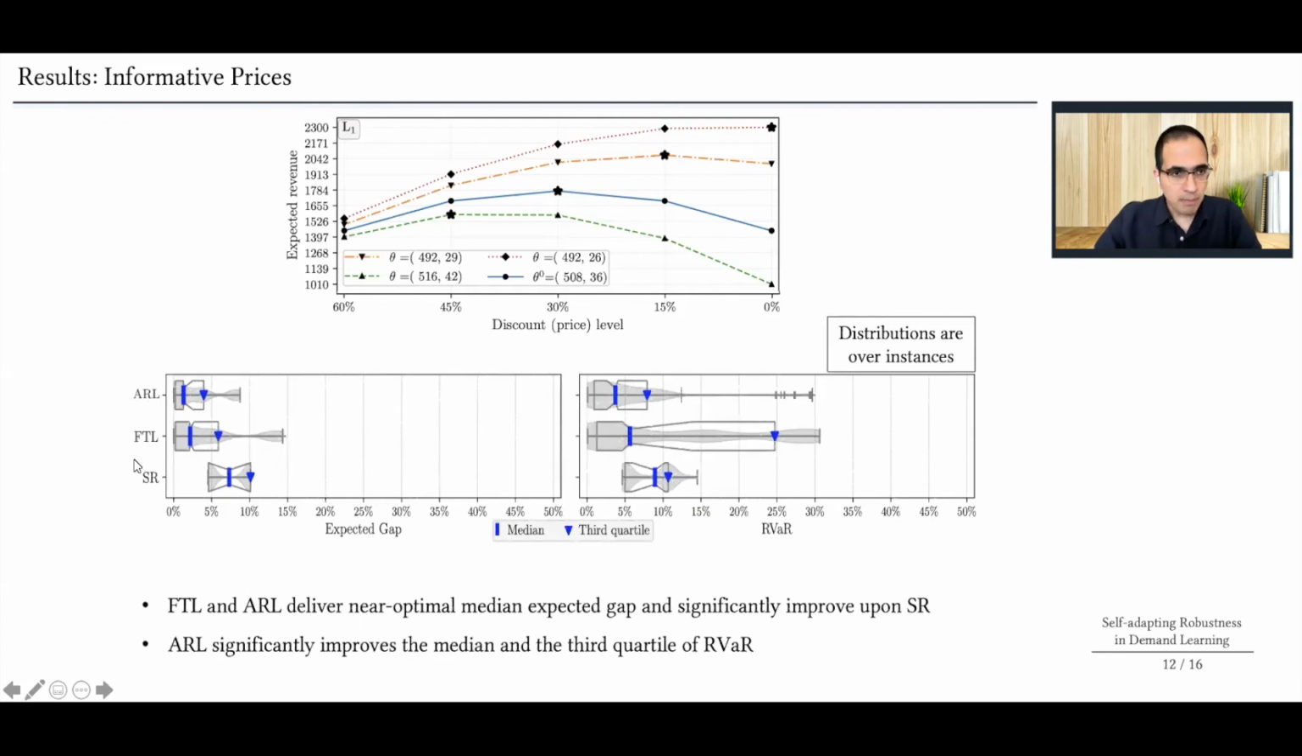In this scenario, I plotted the distribution over instances, where on the left-hand side we have the expected gap, and on the right-hand side we have relative value at risk. We observe that in terms of expected gap, which is a total revenue metric, ARL and FTL exhibit similar performance, and both are near optimal. But in terms of value at risk, ARL significantly improves upon follow the leader. Specifically, it improves the third quartile of the R-var from FTL. The SR in this setting achieves a larger expected gap as well as R-var.